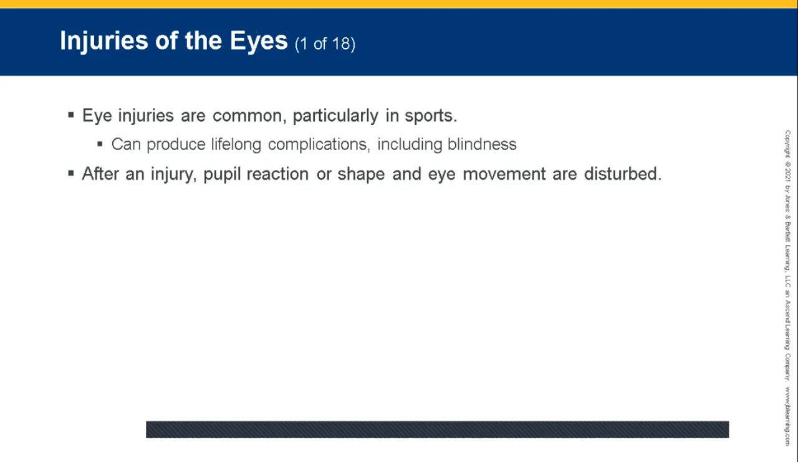After an injury, pupil reaction or shape and eye movement are disturbed. So when there's an injury to the eye, the pupil will not react properly to light, and the shape of the eye might change, and the movement of the eye may be altered.